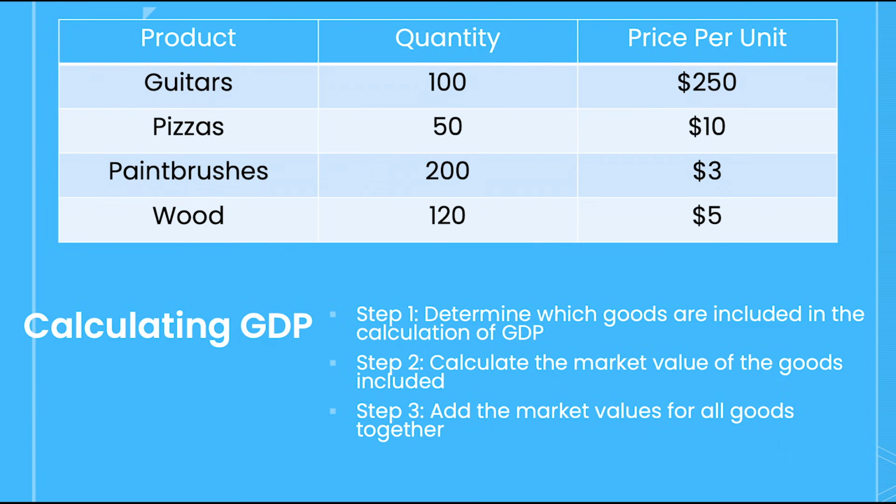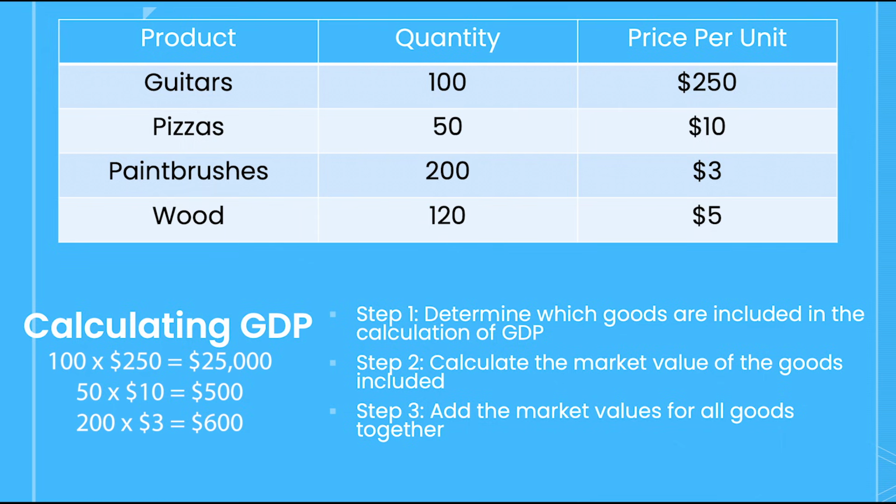So we noted that in this nation, wood is strictly an intermediate good, so it's not included in our calculation. Therefore, there are only 3 final goods in our economy: guitars, pizzas, and paintbrushes. Now we must calculate the market value of each, which is simply price times quantity. There are 100 guitars sold at $250 each, totaling $25,000. There are 50 pizzas sold at $10 each, totaling $500. And finally, there are 200 paintbrushes sold at $3 each, totaling $600. Remember that we do not include wood as it is not a final good.